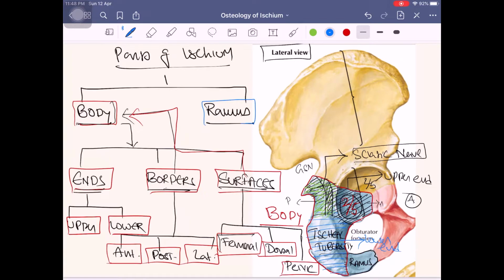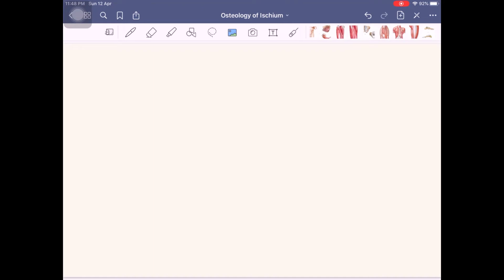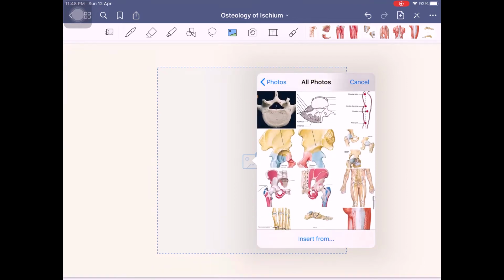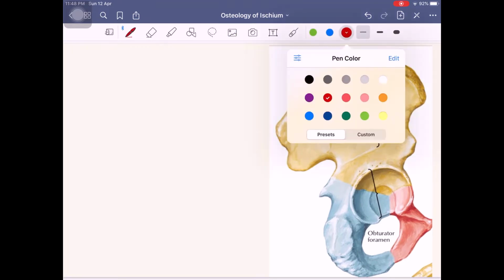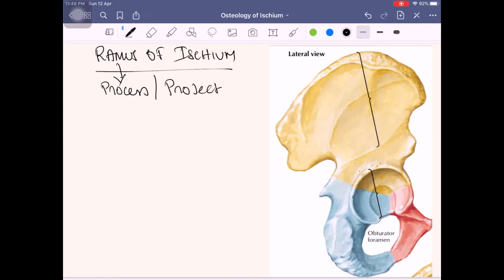So what exactly is the ramus of the ischium? Again, I'll bring the picture. Okay, so this is the picture here, the ramus of ischium. The word ramus comes from rami, like ventral rami, dorsal rami. Ramus simply means a process. You can call it a process or projection, or even a branch. It is a branch which is coming from the body.